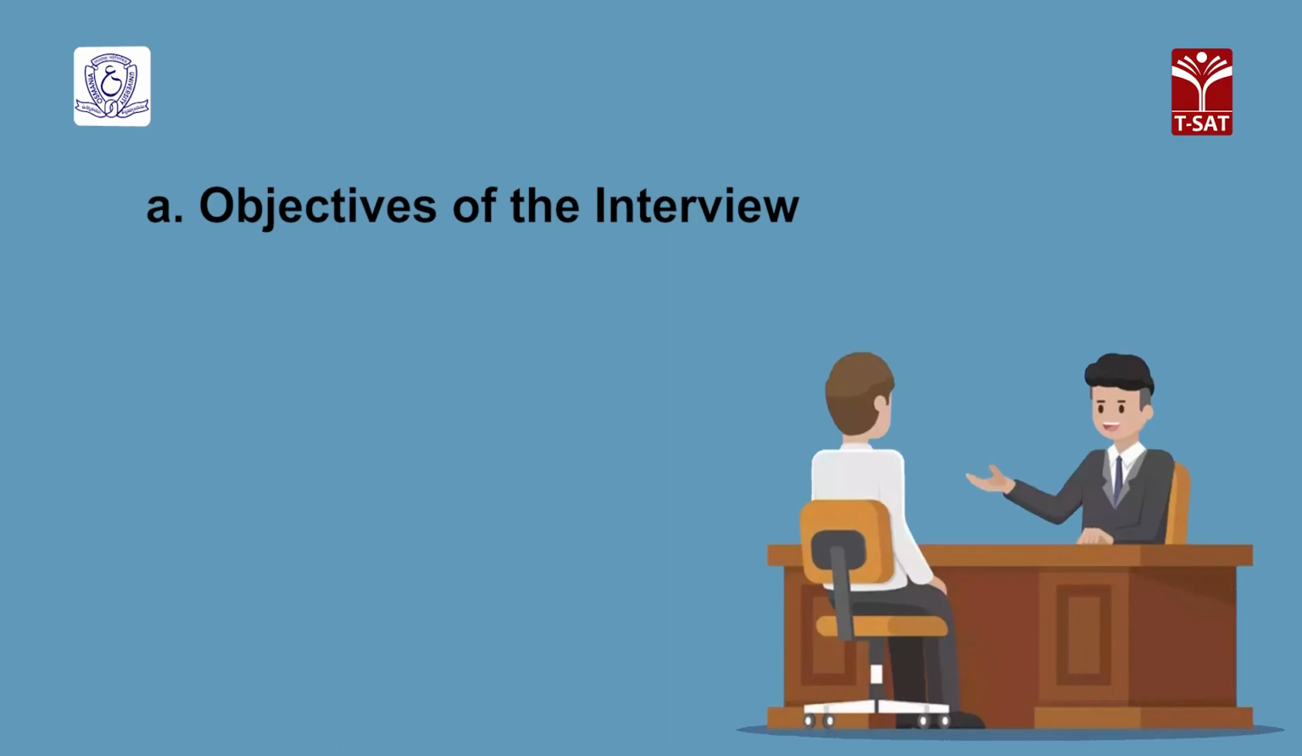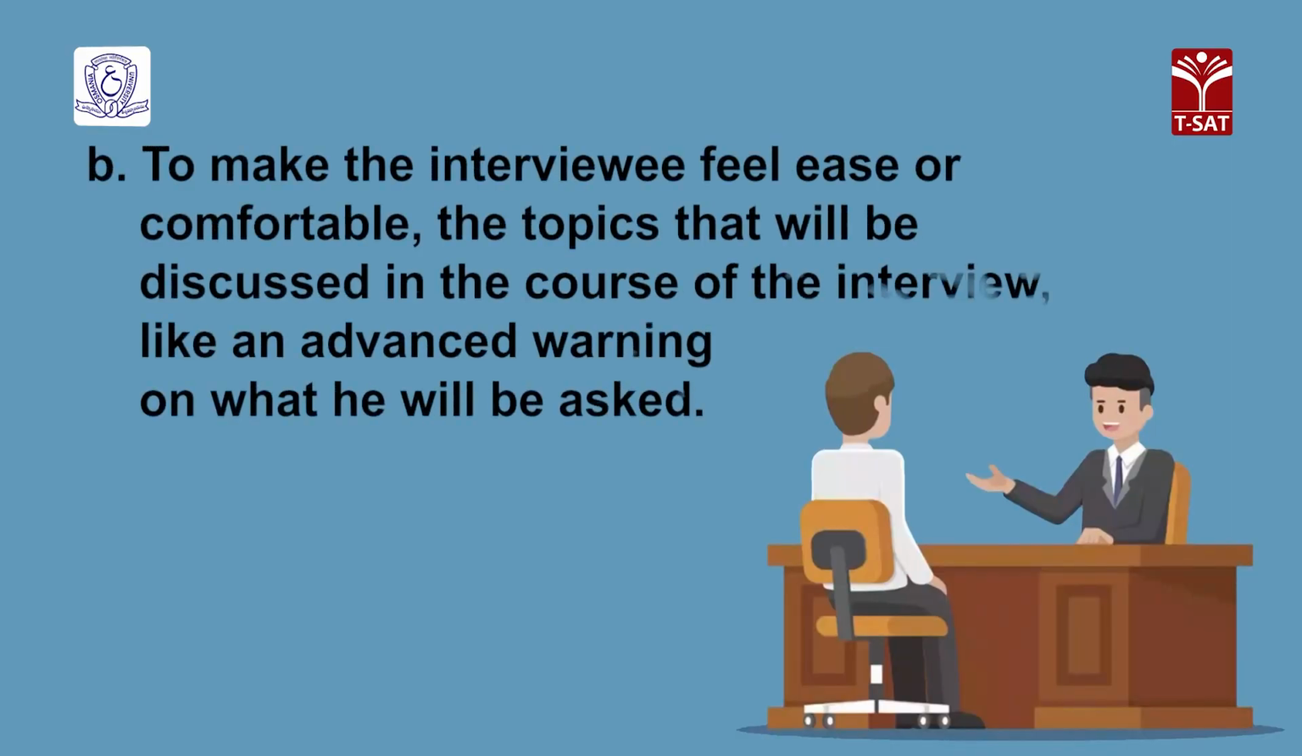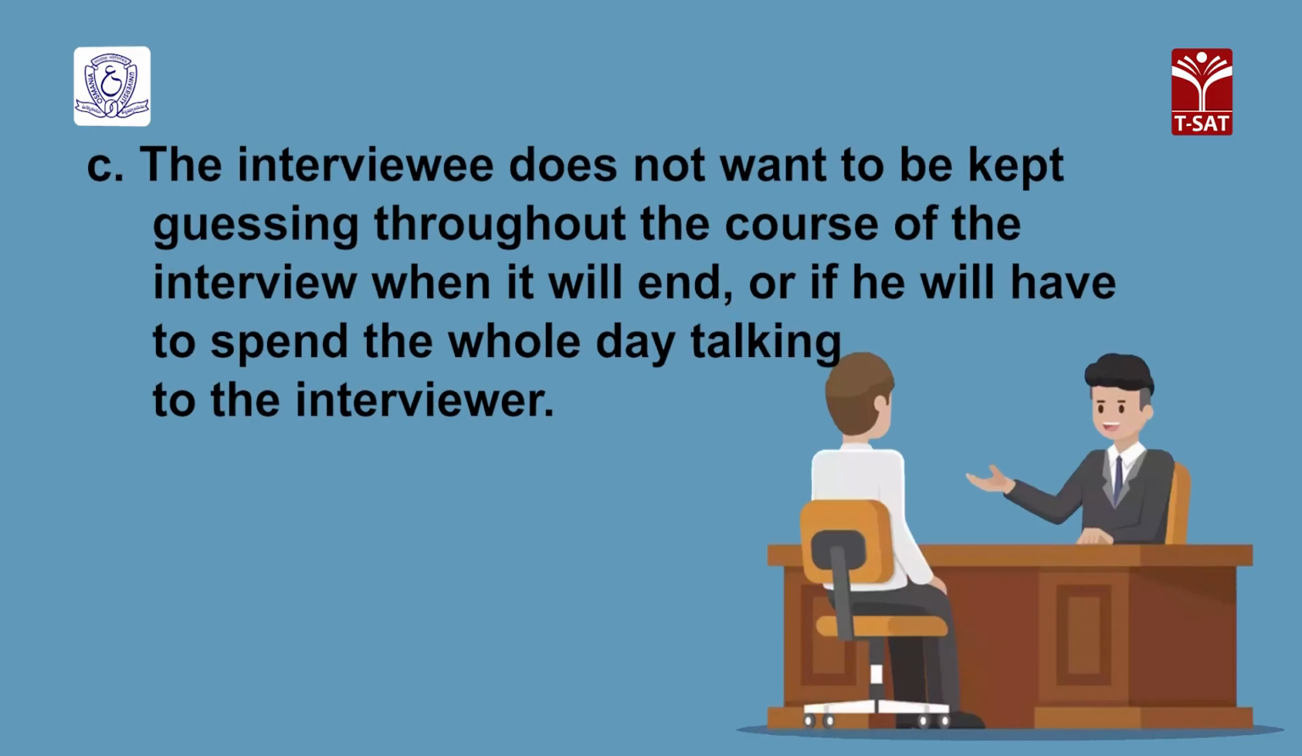The interviewer will then proceed to inform the interviewee of the following: A. The objectives of the interview. The interviewee deserves to know why the interview is taking place and why he is involved in it. B. To make the interviewee feel at ease or comfortable, the topics that will be discussed in the course of the interview, like an advance warning of what he will be asked, should be clearly mentioned. C. The interviewee does not want to be kept guessing when the interview will end, or if he will have to spend the whole day talking to the interviewer.